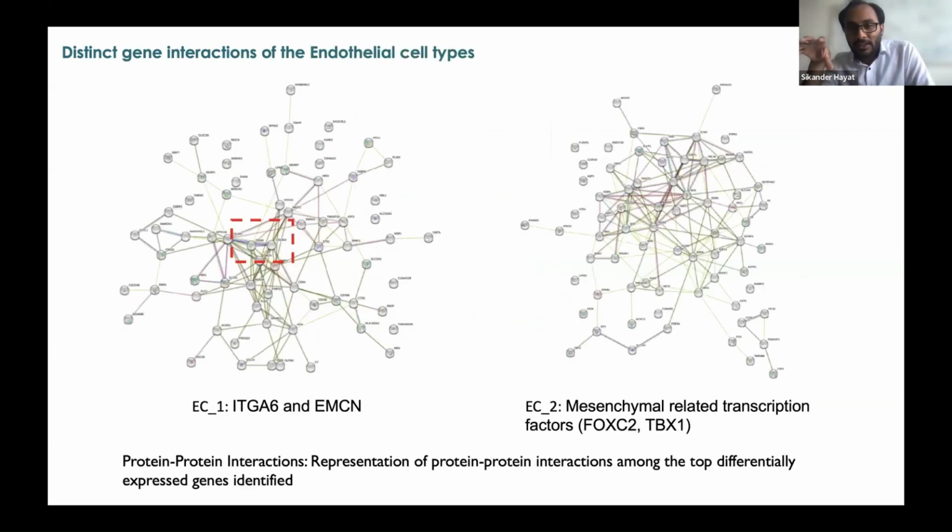We then looked at the protein-protein interaction networks of these endothelial 1 and 2 types, and there we found quite interesting differences. For example, on the left, you will see this protein, endomucin, which could be relevant for leukocyte recruitment during inflammation. On the right-hand side, again, we found these mesenchymal-related transcription factors to be quite relevant and also interlinked in the endothelial 2 protein-protein interaction network.